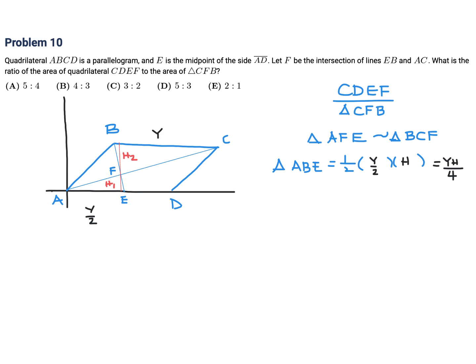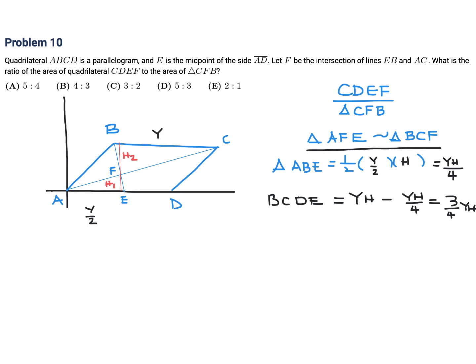And then BCDE, that section of the quadrilateral, would be the full area, which would be Y times H, the full quadrilateral ABCD, minus this YH over 4. So that would be 3/4 YH. So hopefully that makes sense.